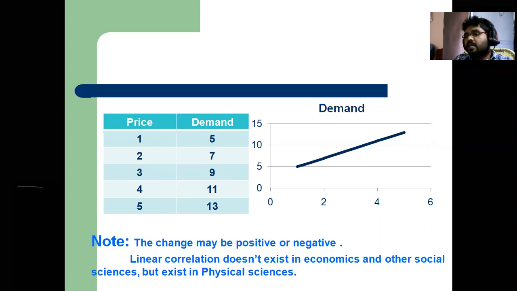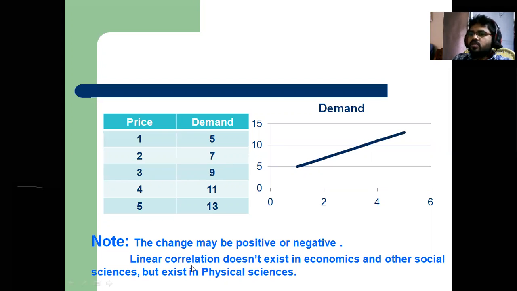The change may be in a positive direction or a negative direction, but it should be linear. For example, if you take this data in the opposite direction, 13, 11, 9, 7, 5, you will get a negative slope.